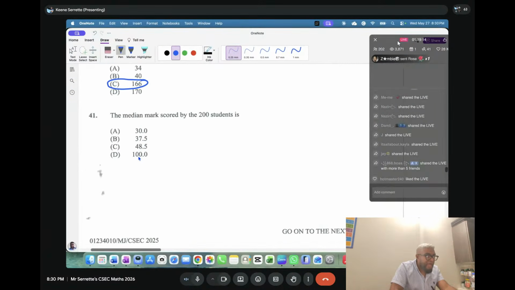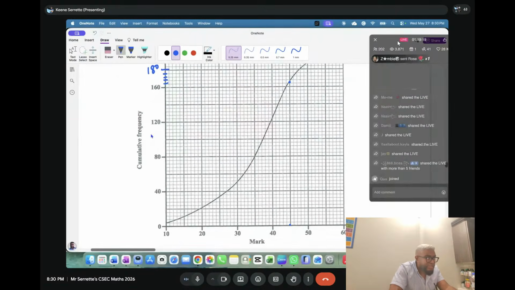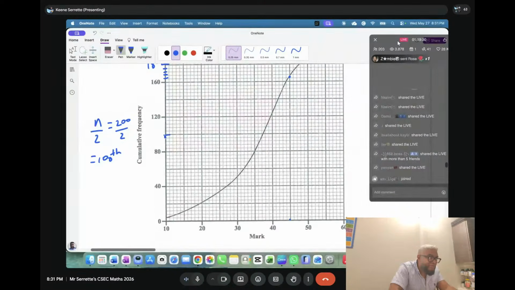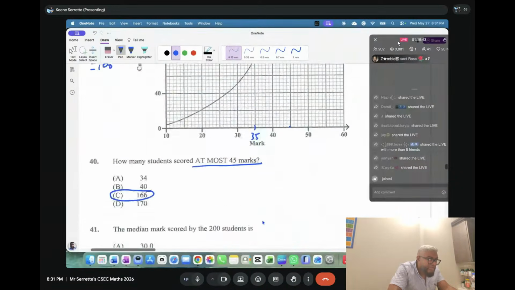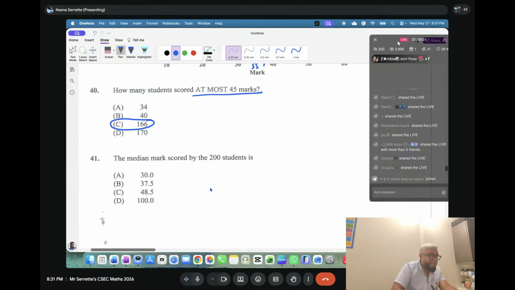This one I repeat too. I remember doing this question yesterday. The median mark scored by 200 students, right? The median mark of the 200 students will just be n divided by 2, which is 200 divided by 2. We're looking for the 100th student's mark, right? My 100th student will be in between here. So let me go 100, boom, and we coming down here. This will be 35, and this will be what? It looks like 37.5. Now I find it looks like this is 37, this is 38, so in between here, 37.5.